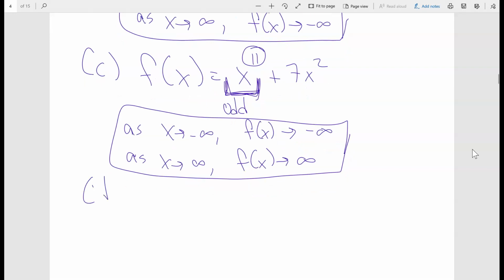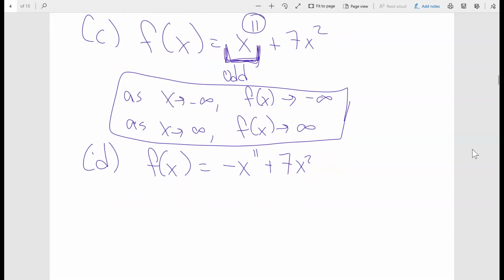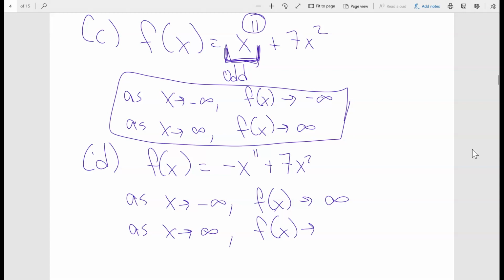Now, what would happen if I change that to a negative? Well, if I change that, that means that my y values, this f of x, are all going to change. So as x goes to negative infinity, what's going to happen to my function now? It's not going to go to negative infinity, it's going to go to positive infinity. And as x goes to positive infinity, my f of x is not going to go to positive infinity anymore. It's going to go to negative infinity.